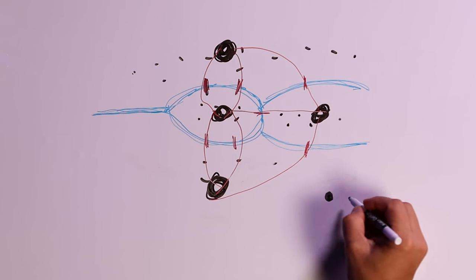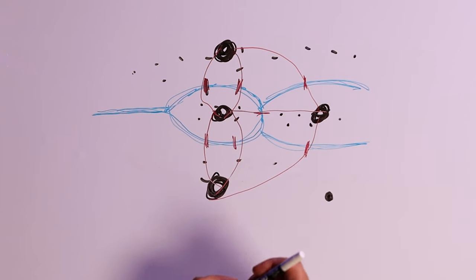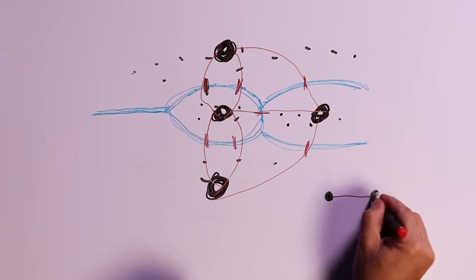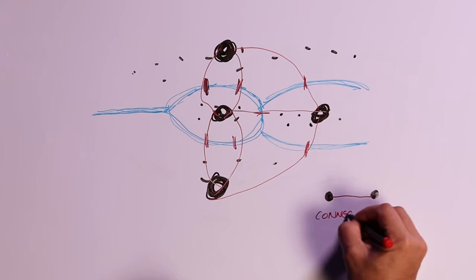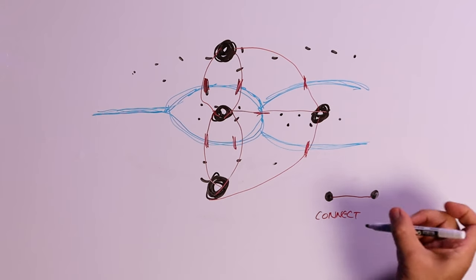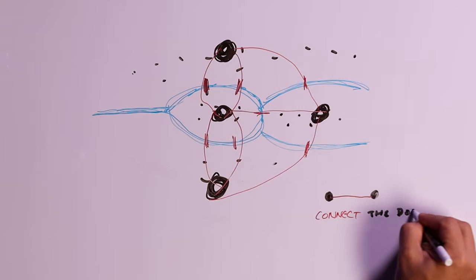That's right. If we reduce this network, or any network, at any level of complexity, down to dots and connections, then when we say the term connect the dots, what we're talking about fundamentally is seeing the connections between the dots.